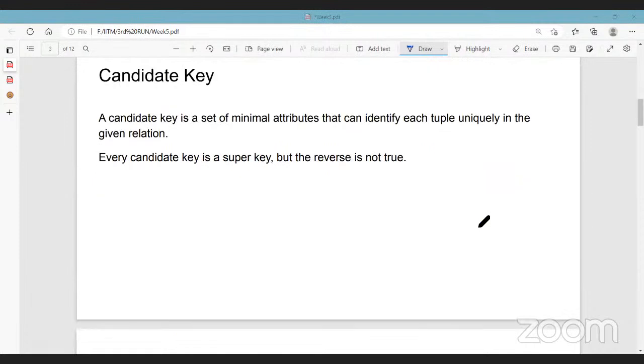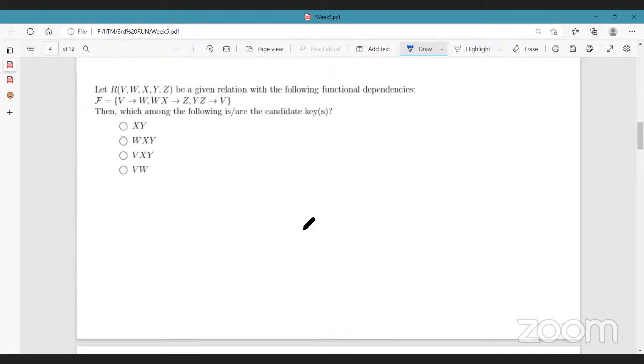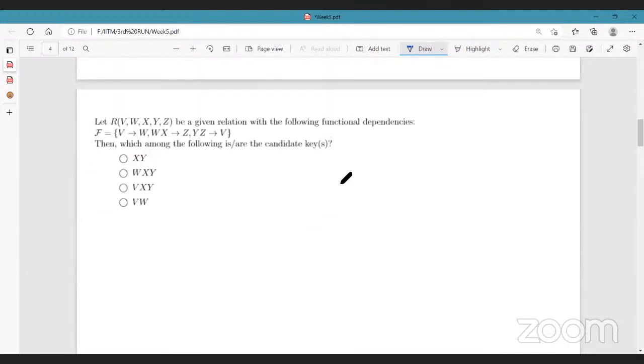Okay, so we'll move to candidate key. A candidate key is nothing but a set of minimal attributes that can identify each tuple uniquely in the given relation. Every candidate key is a super key, but the reverse is not true. Please remember that. We'll try to understand how to find candidate keys with the help of an example. This is a relational schema which consists of the attributes v, w, x, y, z, and this is the functional dependency set of the relation. We are asked to find the candidate keys.